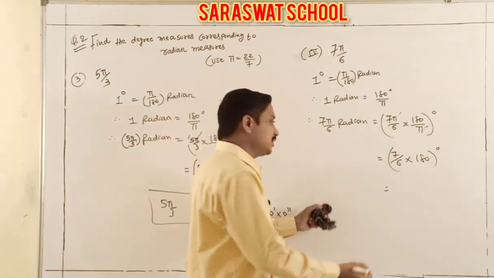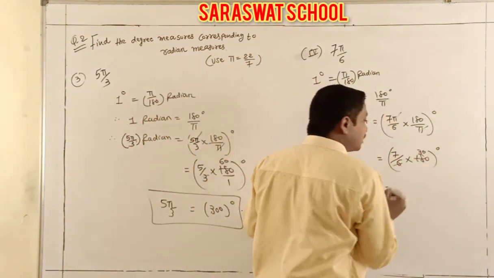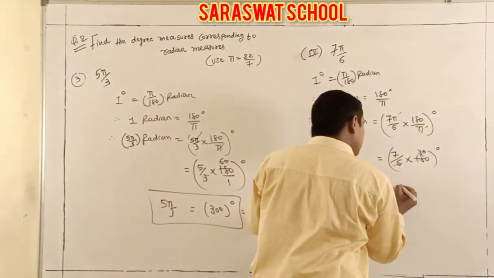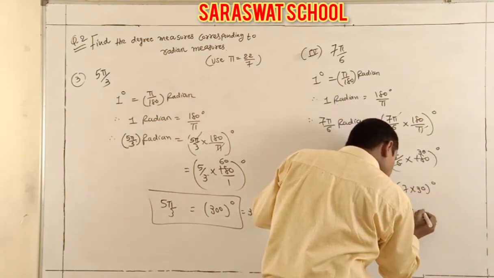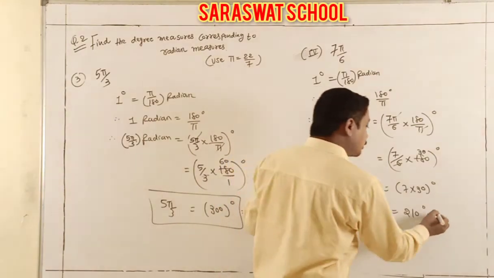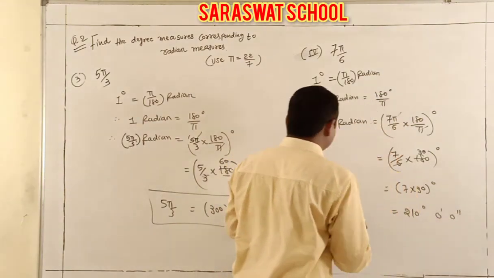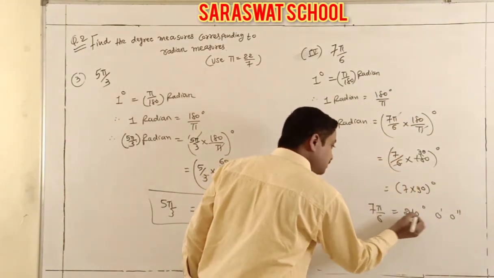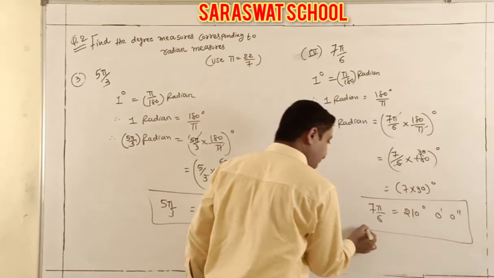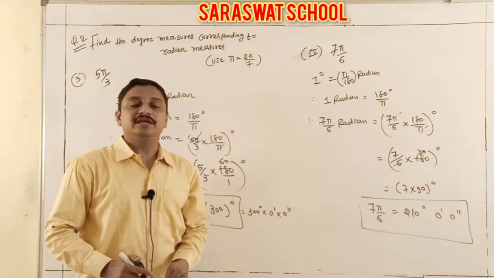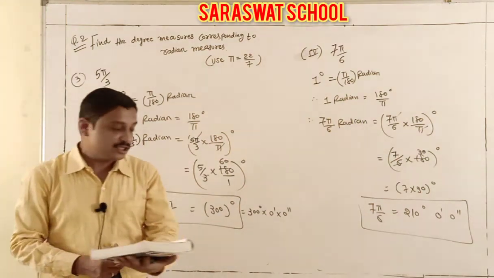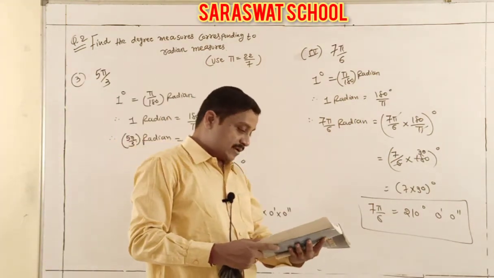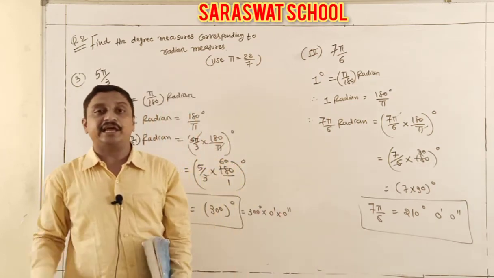Now that calculation is also ready. 6 3s are 18, so it is 7 into 30. How many? 210 degree. Here also write down 0 minute and 0 second for 7 pi by 6. And that's our second question. Easily and happily done. Yes students, these values are correct and we easily end our second question.